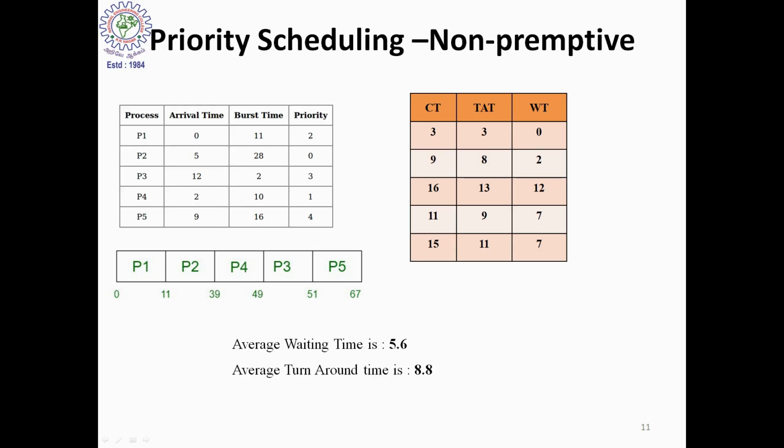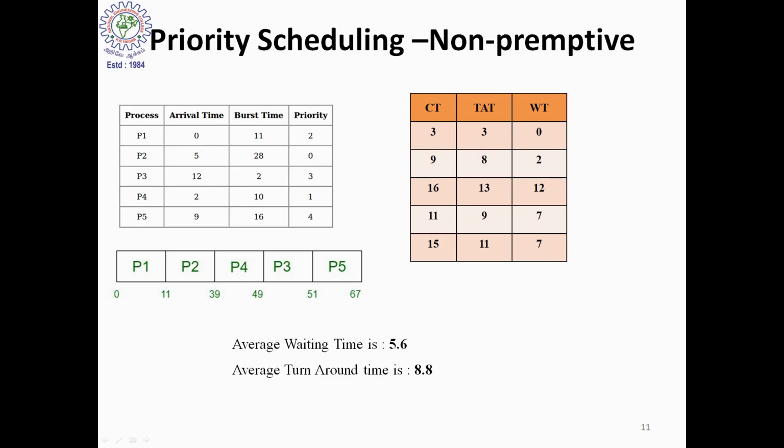The burst time of P2 is 28, so definitely it has to execute till 39, right? By the 12th millisecond, P3 would have arrived. So now P3, P4 and P5, all three will be in the ready queue. At that time we need to see which of these has the highest priority, that is, the lower the number, the higher the priority. Now P4 has the highest priority, so P4 is given to the CPU and its burst time is 10. So 39 plus 10, 49, right?